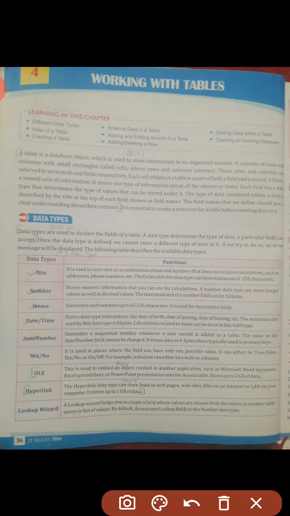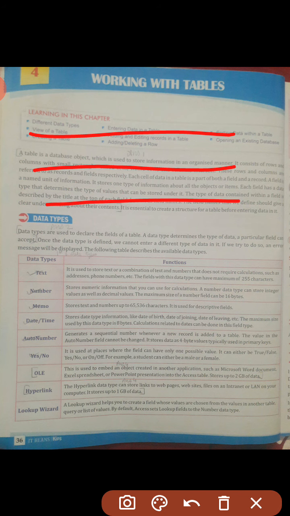Now, as we very well know, what is a database? A database is a software, an application which is used to store information in an organized manner. When we talk about a database, there are always rows, the horizontal ones, and columns, the vertical ones. Horizontal are called rows and vertical are called columns.